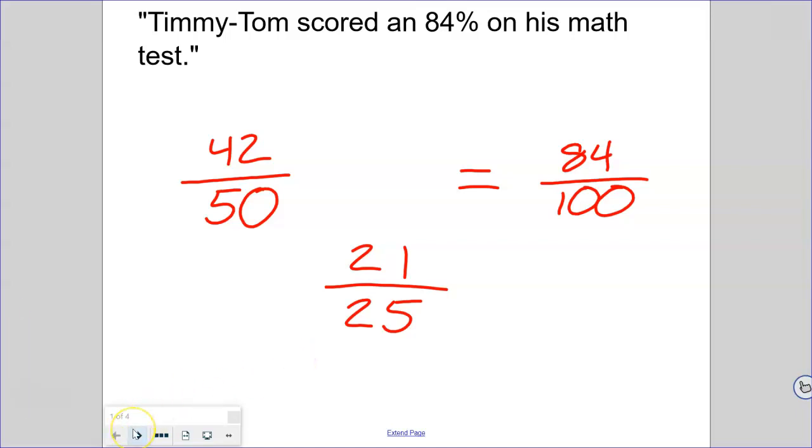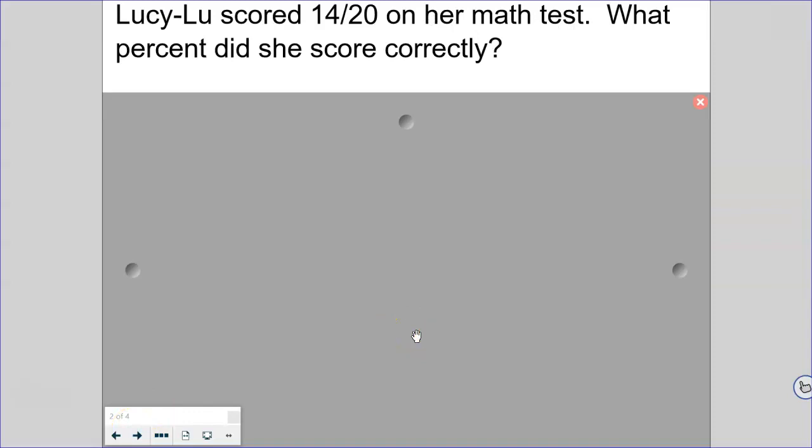All right, so here we go. Let's take a look at this one. It says that Lucy Lou scored a 14 out of 20 on her math test. What percent did she score correctly? So go ahead, pause the video for a moment and see if you can figure out what percentage is equivalent to 14 out of 20. All right, welcome back. Now let's take a look at how to solve this problem.